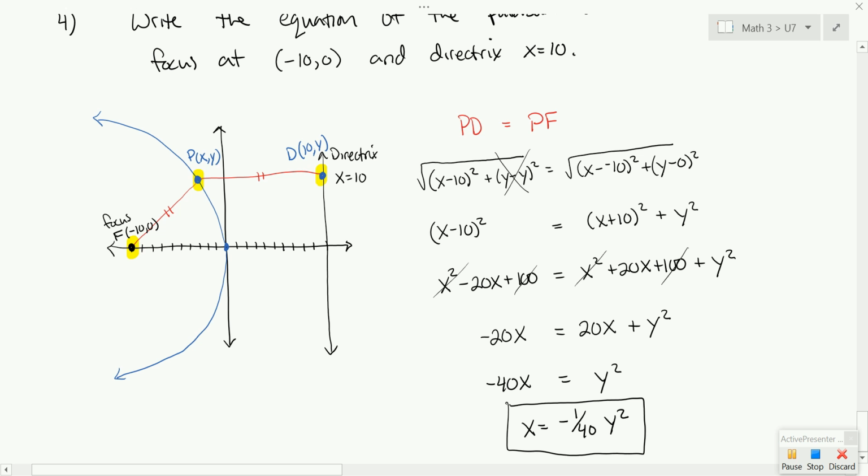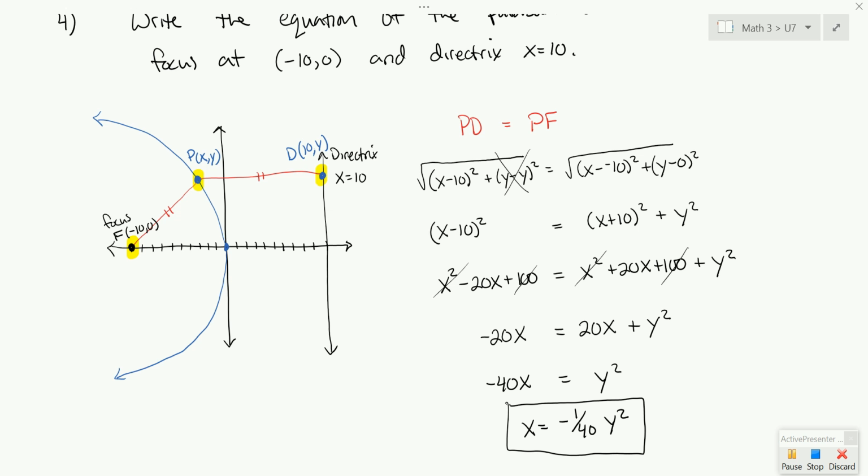And we get our 3 points. Focus at negative 10, 0. Our point P, it's x, y, a generic point on that parabola. And directrix is x equals 10. We know the x value this time. We don't know the y value. So you've got to start with those 3 points, and we know that PD is equal to PF, and use that distance formula. Watch out for double negatives.